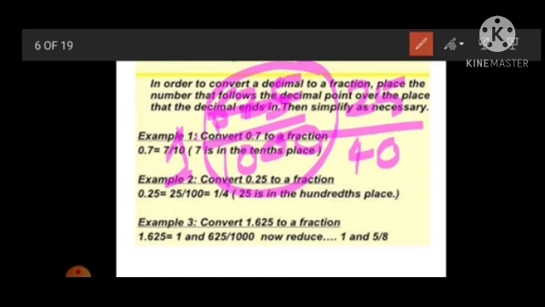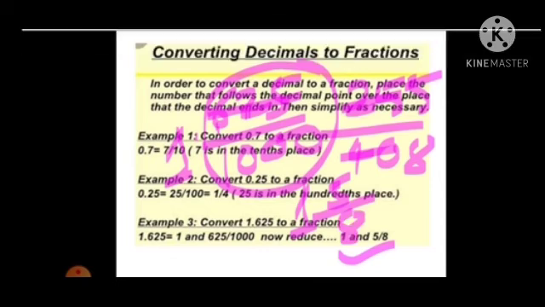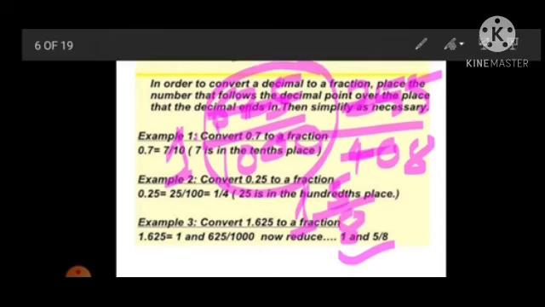Again we will do 25 by 40. Which number divides both the numerator and denominator? 5. 5 fives are 25, 5 eights are 40, so 5 by 8. So 1 and 5 by 8. Okay students, this is how we solve: 1 whole number and 5 by 8. Okay students. Now next example.